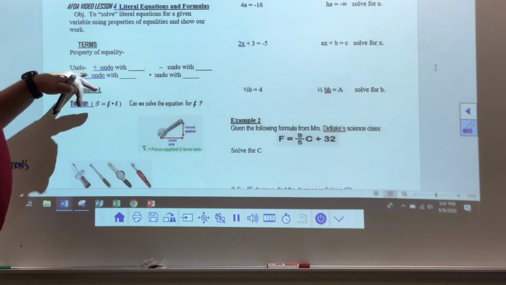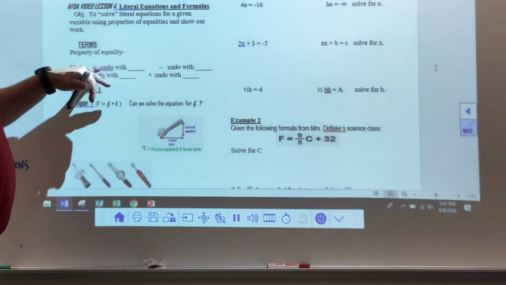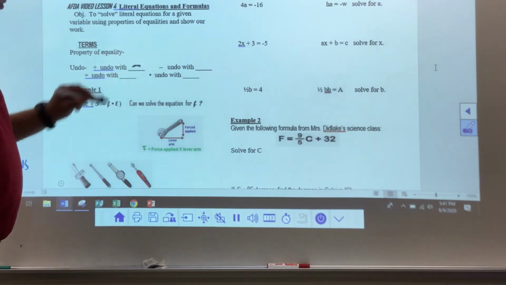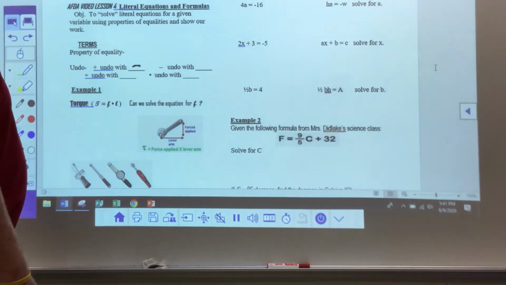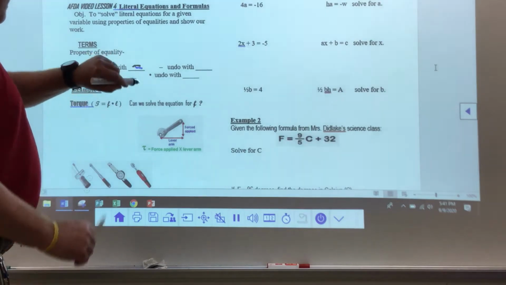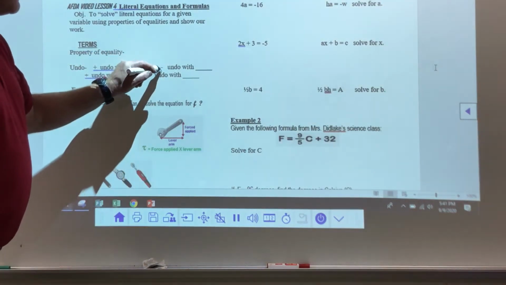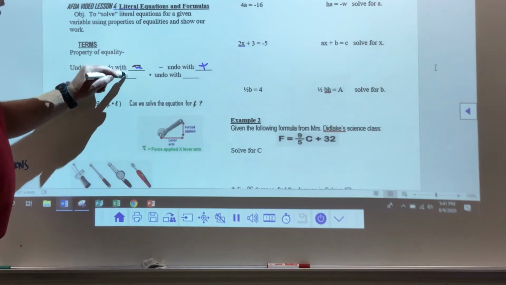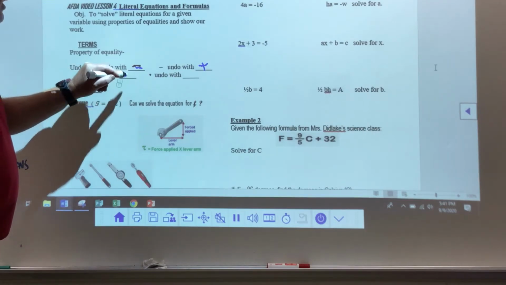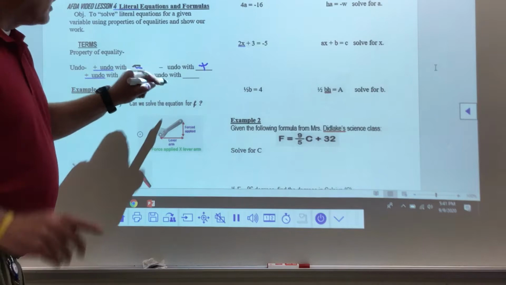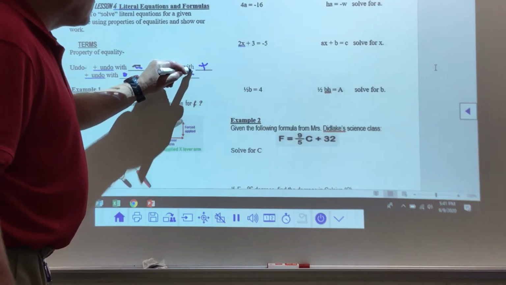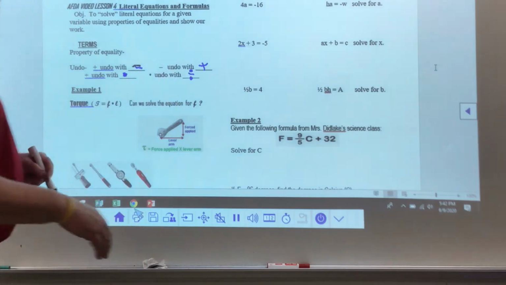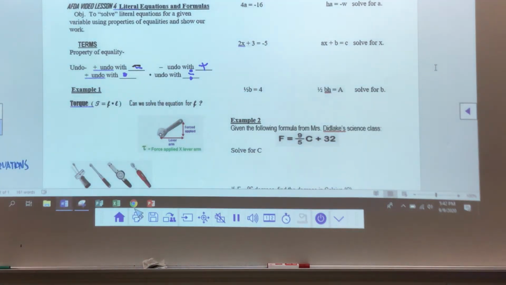The math that we're going to be doing is undoing some things. If you want to undo addition, you're going to have to use subtraction. If you're going to undo subtraction, you're going to use addition. If you have division, you're going to use multiplication. And if you have multiplication, you're going to use division. So those are the math operations that we're going to use today: basically adding, subtracting, multiplying, dividing.